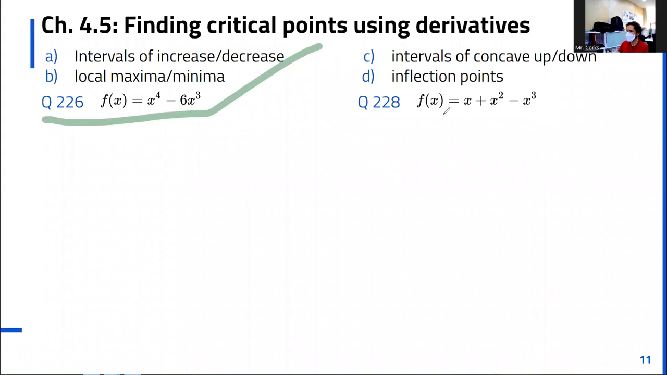Let's do red. Okay, same process. We're going to do our first derivative. I'm going to change the order. I'll put the largest exponent first. That's usually how we like thinking about this. Negative 3x squared plus 2x plus 1. Set that equal to 0. Negative 3x squared plus 2x plus 1.